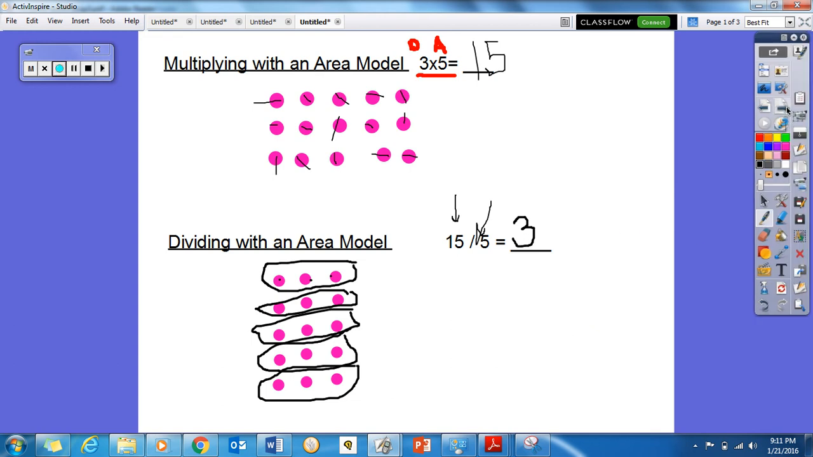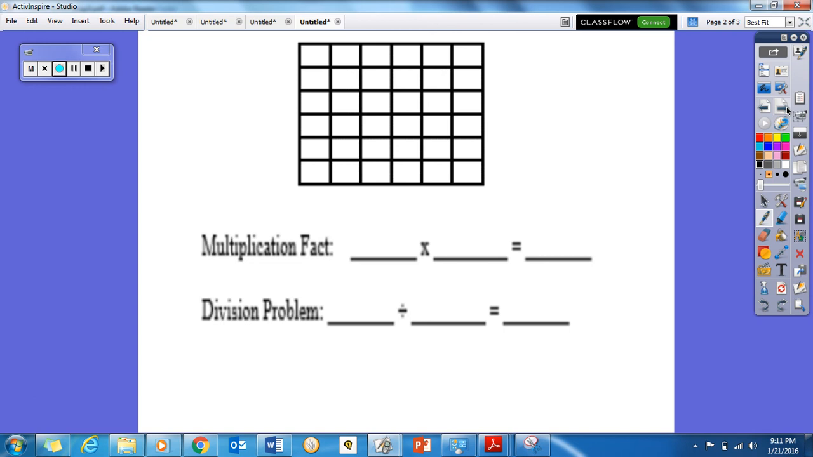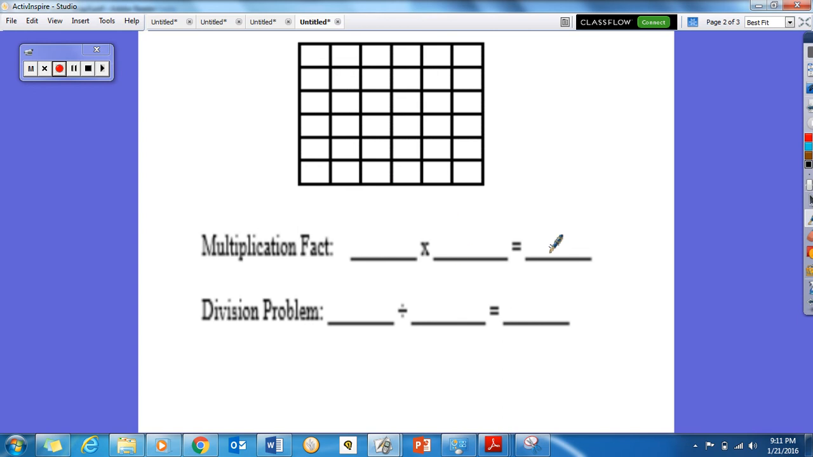So let's see how to find some equations from a model that's already given to you. Now, to find our multiplication factor, we're going to do how many down times how many across equals our product. So we have 1, 2, 3, 4, 5, 6 down times 1, 2, 3, 4, 5, 6 across.